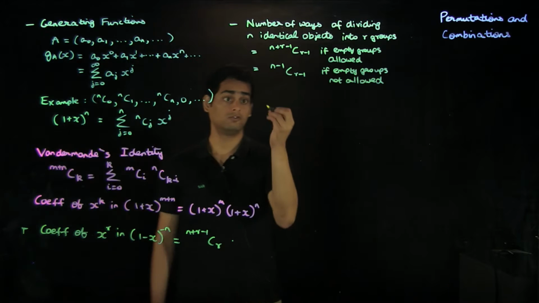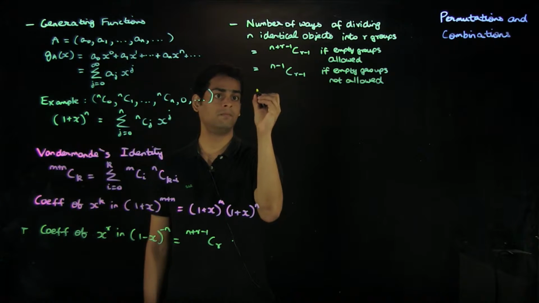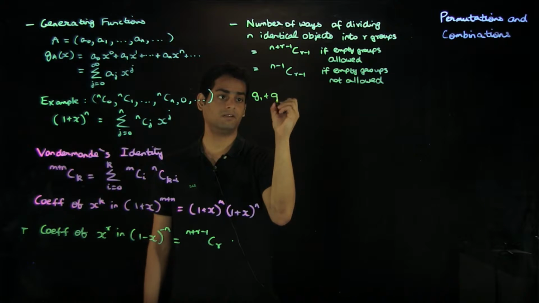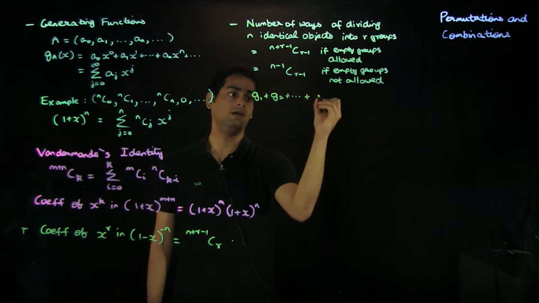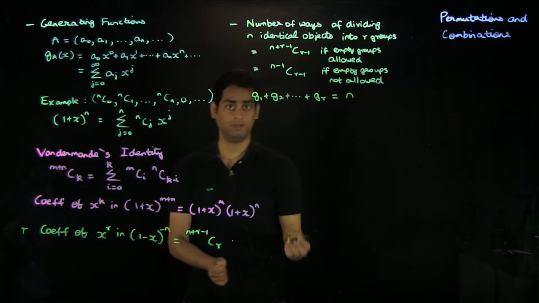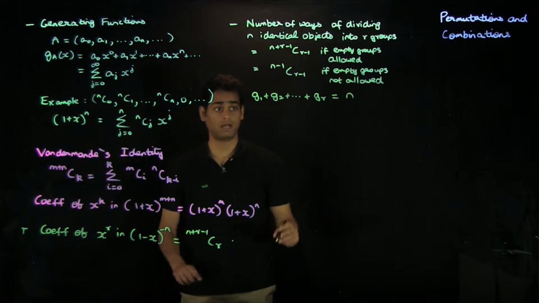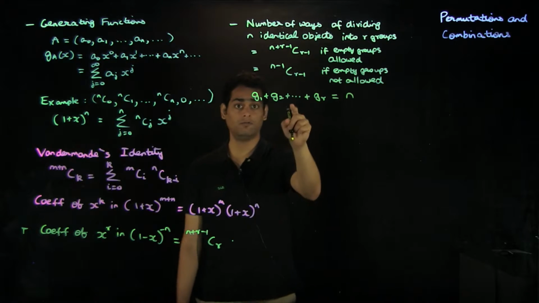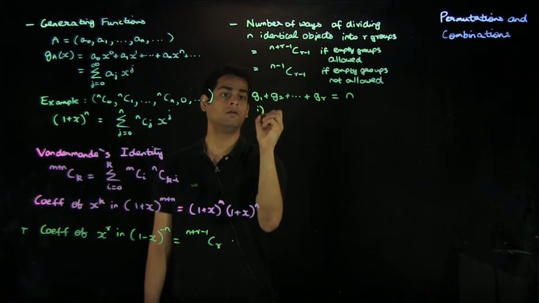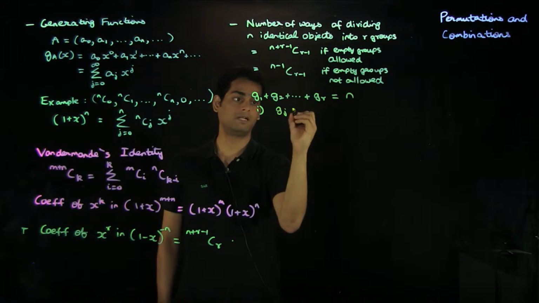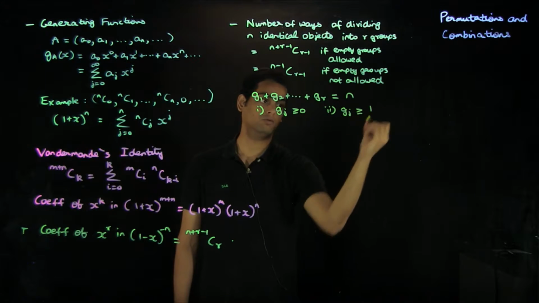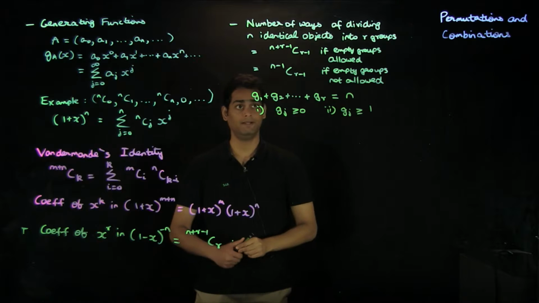Suppose G1 is the number of objects in group 1, G2 is the number of objects in group 2, and so on. So we require that G1 plus G2 till Gr equals n. We need to put all of the original n identical objects into these R groups. So we want to find solutions to this equation, and in the first case we have Gj greater than or equal to 0. In the second case we have Gj greater than or equal to 1. So that's the distinction between these two cases.